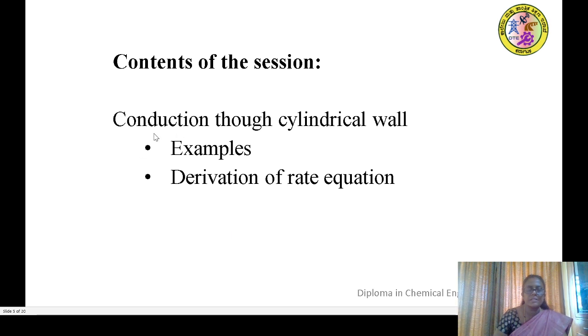For today's class, I am taking up the conduction through cylindrical wall. That is how steady state heat flow occurs through a cylindrical wall, where we come across such a case of heat transfer. Just like we did in the previous case, here also we are going to apply Fourier's law of heat transfer to derive the rate equation for conduction through cylindrical wall.